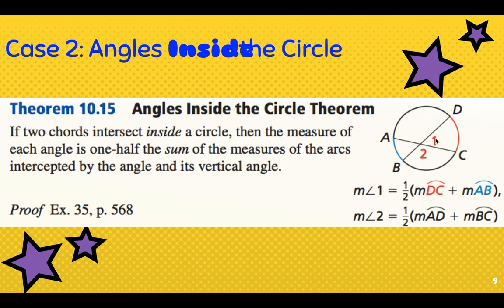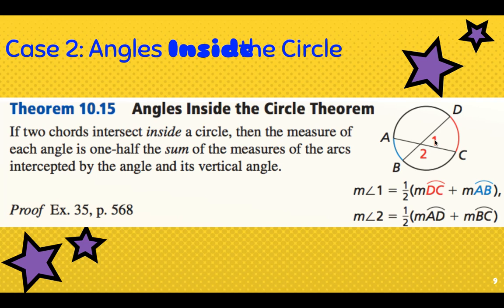Angle 1 is created by segment DB, which is a chord, intersecting with segment AC, which is also another chord. Angle 1 and its vertical angle are congruent, because vertical angles are always congruent no matter where you find them in two-dimensional space. Forget about all the other angles. How big is the measure of angle 1?